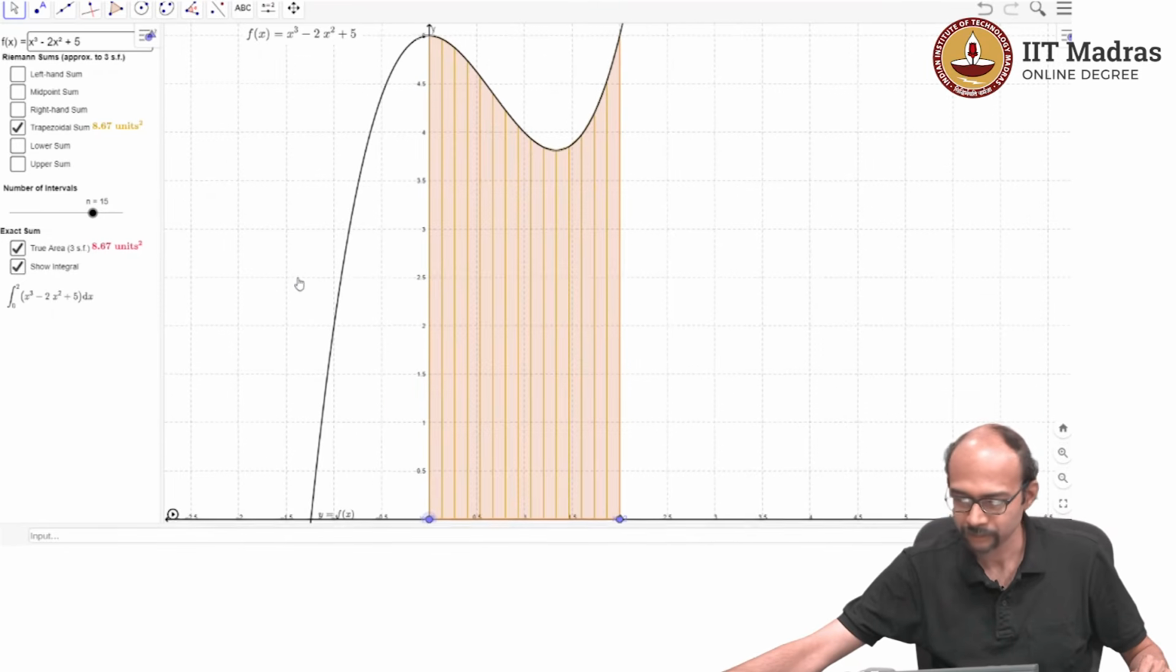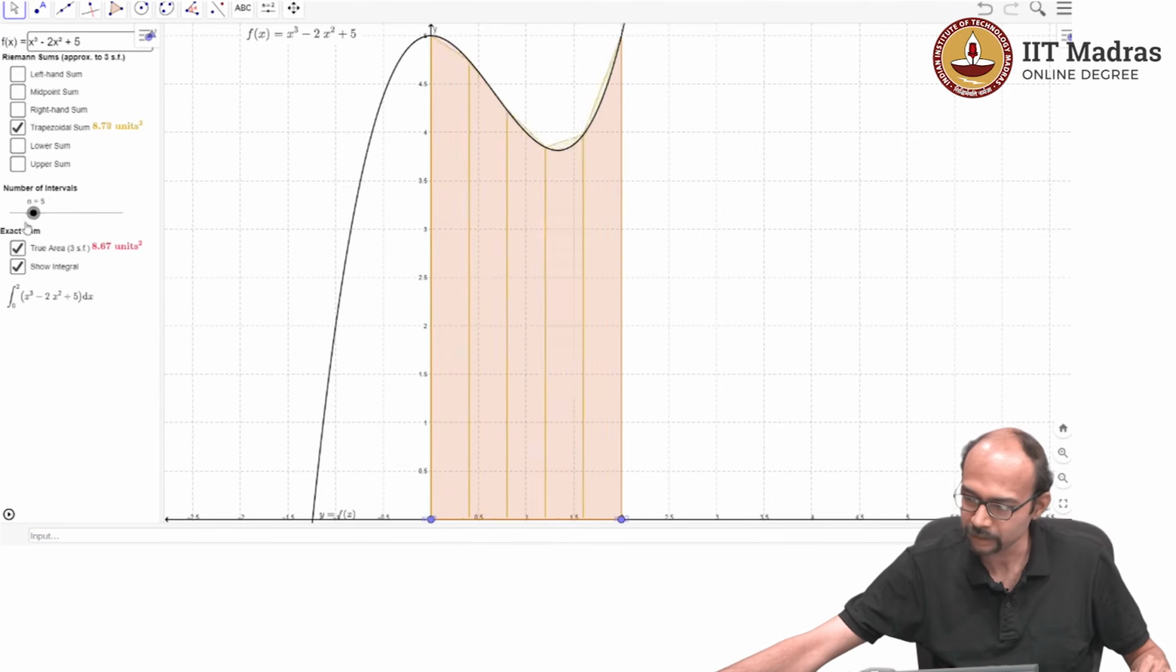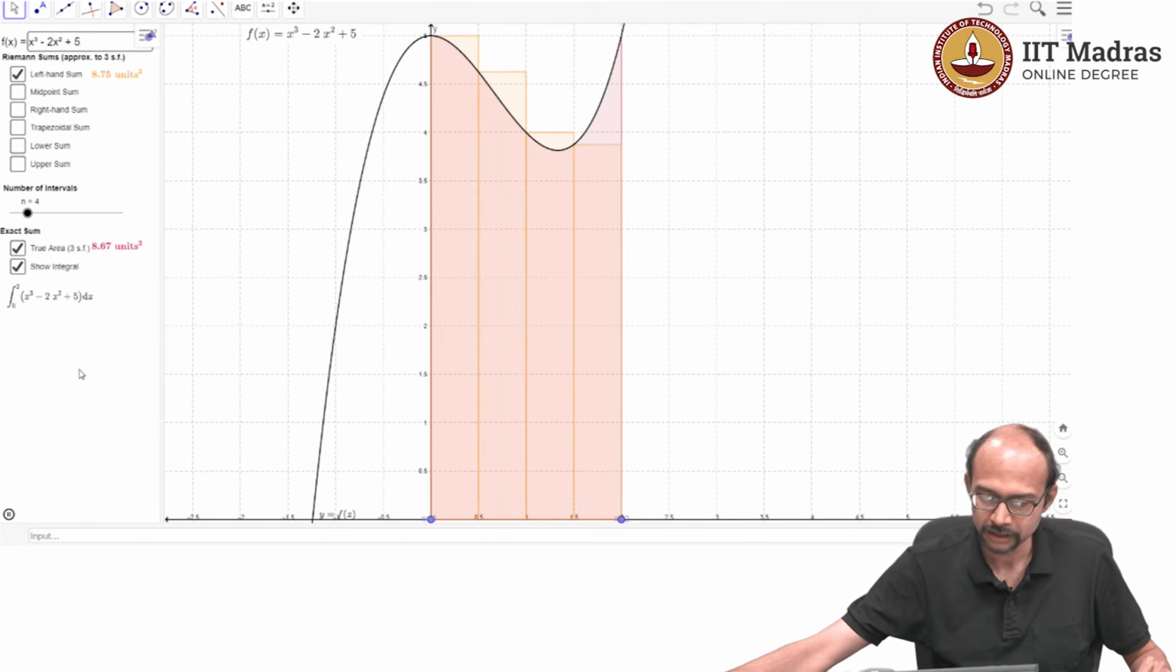So now we can see our various sums. So this is the trapezoidal sum. You can see it is very closely approximating the area, even with 15 of them. So here is with n is 3. So even for 3, the trapezoidal sum is very close. The true area is 8.67, the trapezoidal sum is 8.81. Let us do the left hand sum instead. So here is the left hand sum, still fairly close, and if you play this, yeah, you can see it is getting better and better and better, and it is quite close already.